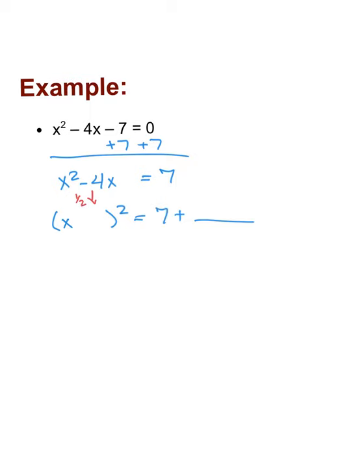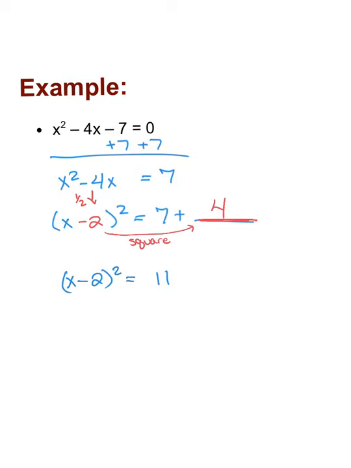Now I'm going to take this number and I'm going to cut it in half. So half of negative 4 is negative 2. Now I'm going to take that number and I'm going to square it. So negative 2 times negative 2, or negative 2 squared, is positive 4. This number in the blank always has to be a positive number. Now I'm going to simplify a little bit. I have x minus 2 squared equals 7 plus 4, which is 11.